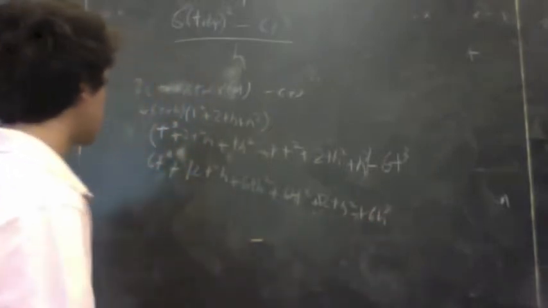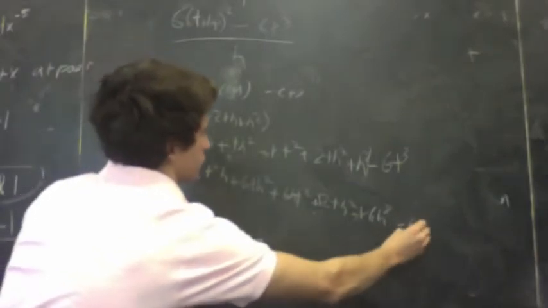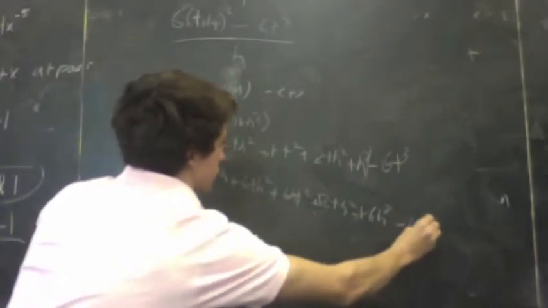How come you don't know the final x position? Because we don't know where it lands. But how come we do know the final y? Because it's on the ground. Exactly.